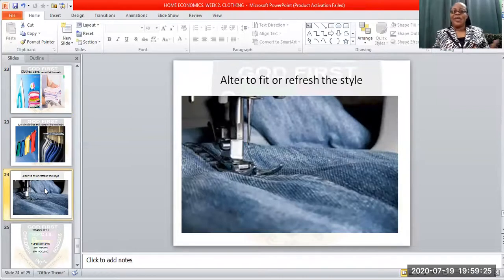Now, how do we take care of our clothes again? Ensure you alter to fit or refresh the style. Yes, you can alter your clothes to fit or you refresh the style. What do we mean? Altering to fit means when they are big, you resew and alter them to have better fitting on you. Yes, you sew them closer to your body, make them trim so that they sit right on your body. Okay, that is what we mean by alter to fit.